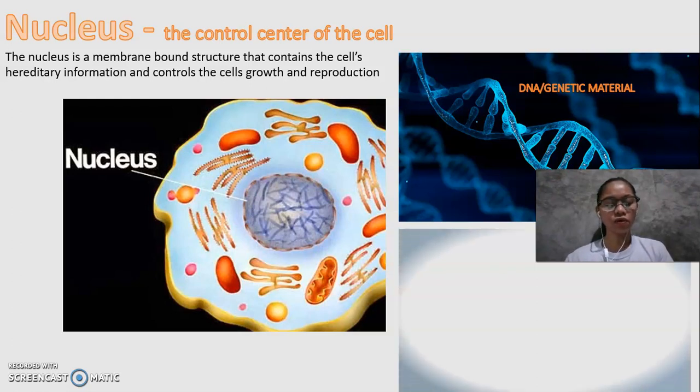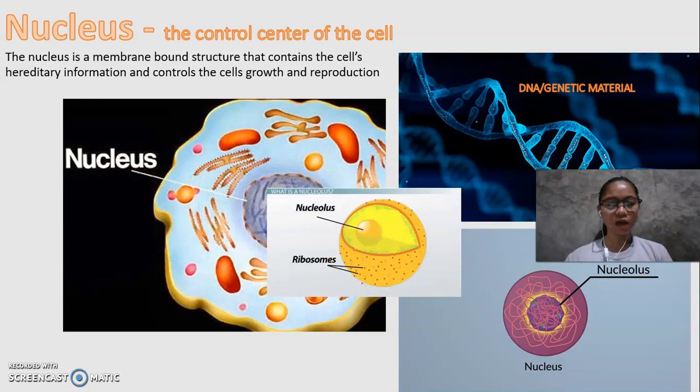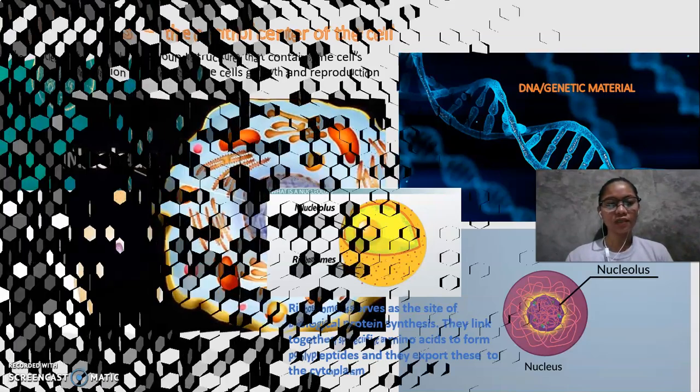The nucleus also contains the nucleolus, which is the structure where ribosomes are made. Ribosomes serve as the site of biological protein synthesis. They link together specific amino acids to form polypeptides, and they export these to the cytoplasm. After ribosomes leave the nucleus, they have the important job of synthesizing or making proteins outside the nucleus and other organelles that float around the cytoplasm.